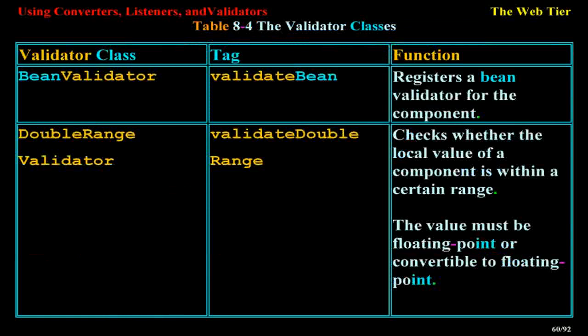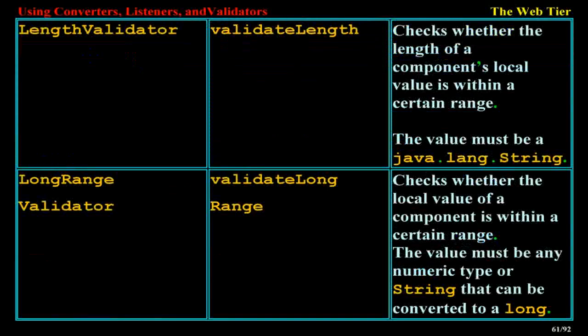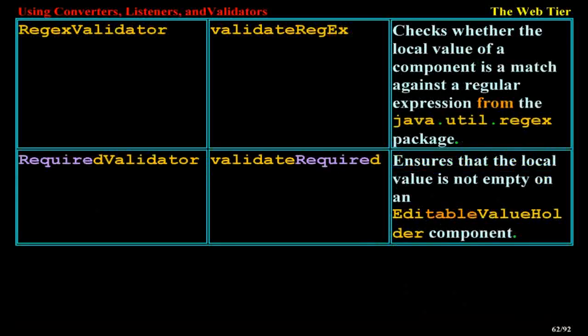LengthValidator, validateLength, checks whether the length of a component's local value is within a certain range. The value must be a java.lang.String. LongRangeValidator, validateLongRange, checks whether the local value of a component is within a certain range. The value must be any numeric type or string that can be converted to a long. RegexValidator, validateRegex, checks whether the local value of a component is a match against a regular expression from the java.util.regex package. RequiredValidator, validateRequired, ensures that the local value is not empty on an EditableValueHolder component.